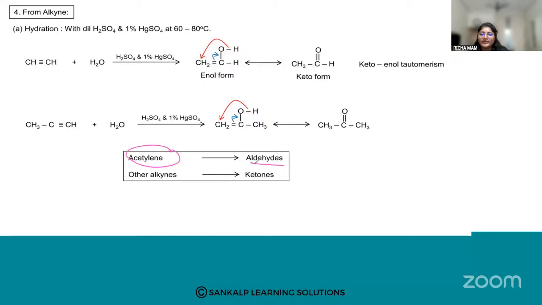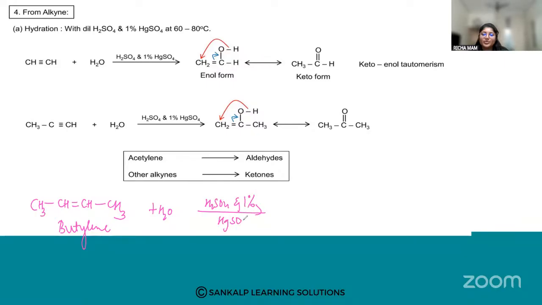So acetylene will give you an aldehyde. Leaving acetylene, if you take any other alkyne, you are going to get a ketone. Suppose I take CH3, CH, double bond, CH, CH3. So this is what? This is butylene. I'm going to add water in the presence of H2SO4 and 1% HgSO4. What am I going to get here? It will be CH3, CH.